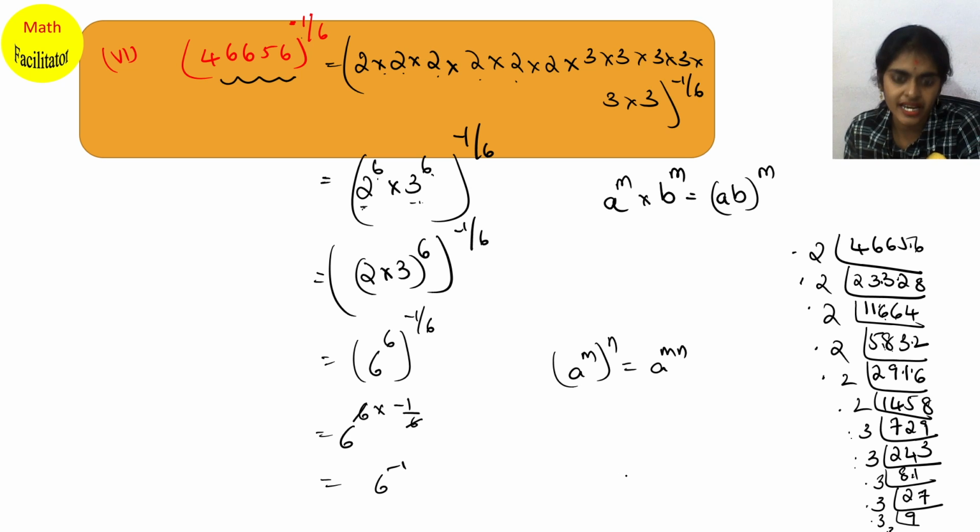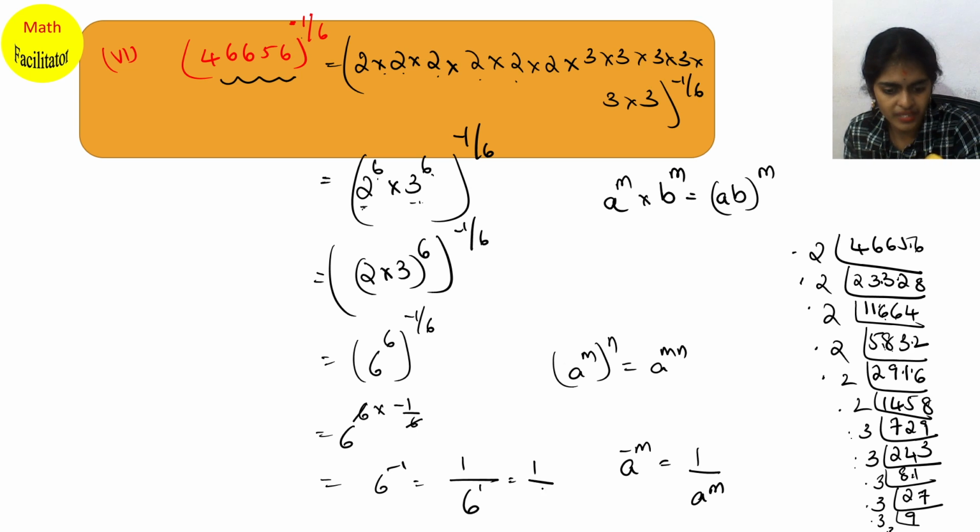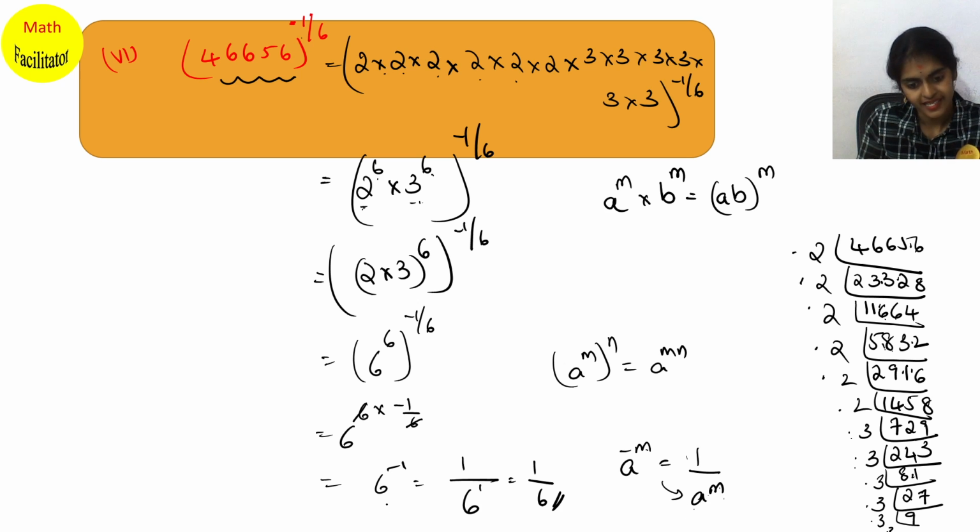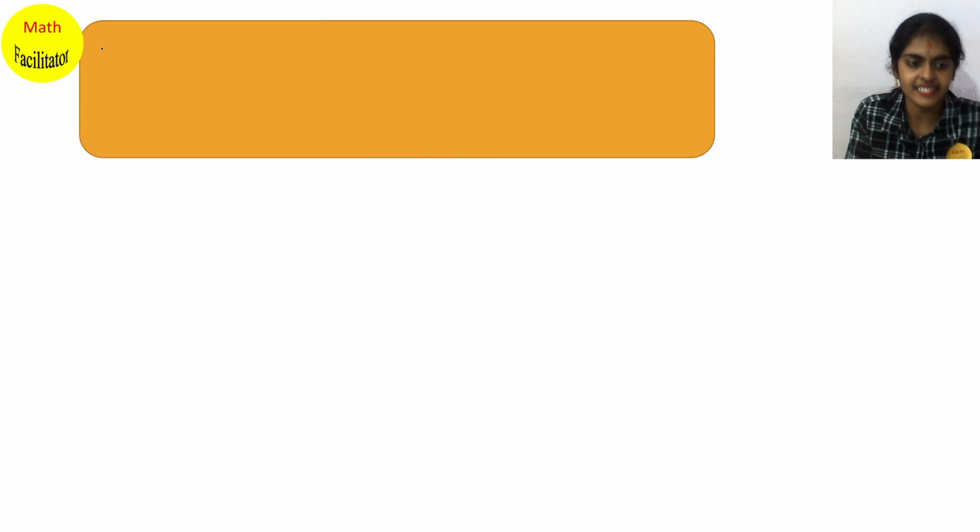What is 6 power minus 1? What is a power minus m? It is nothing but 1 by a power m, isn't it? So I can write this as 1 by 6 power 1, or 1 by 6 simply. Okay, clear with this? A power minus m, if it goes to the denominator, it becomes plus m, 1 by a power m. 6 power minus 1, if it goes to the denominator, it becomes 1 by 6. Okay, clear? So this is question number 8. Question number 9 is a similar question. You will have to simplify.